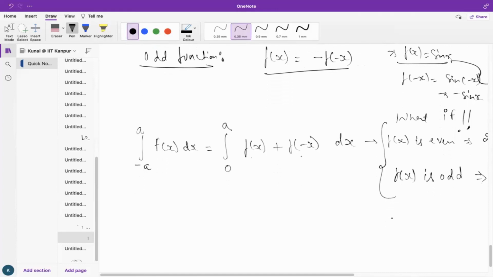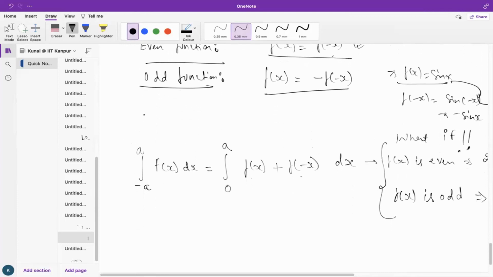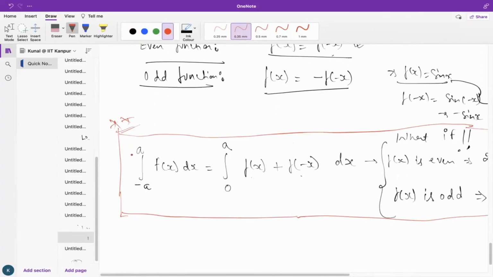I hope you all understand this. So let me try to prove it. Our property, first make it in a box. Now let's go through its proof, how to prove it, and then we again learn how to implement this property for a given integral. There is a condition on implementing this property: we have to be integrating from minus a to a. This is necessary. x varies from minus a to a, like minus 2 to 2.